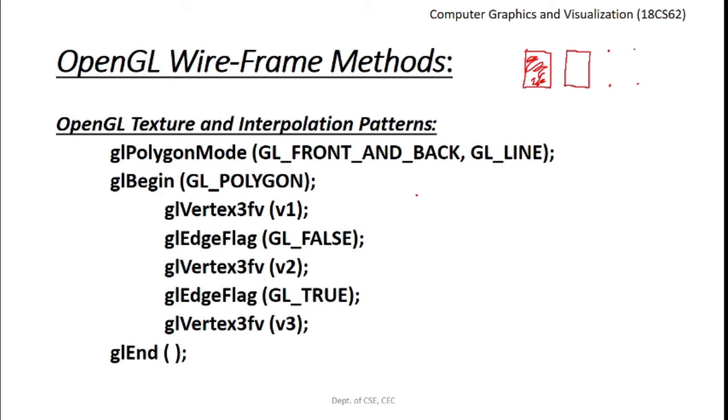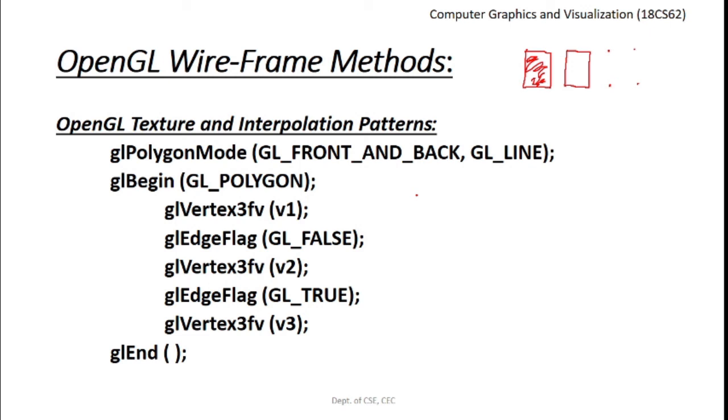If I want to draw only the wireframe model of the polygon, that is, only the external boundary, for that we need to use the function glPolygonMode. It accepts two parameters. The first parameter specifies to which face you want to apply this particular pattern.